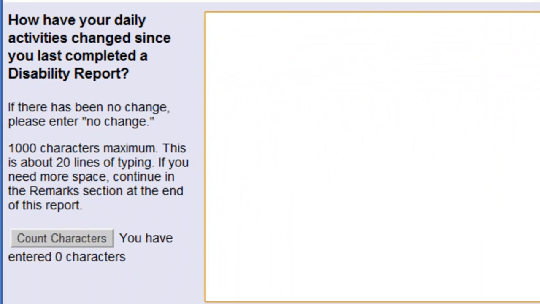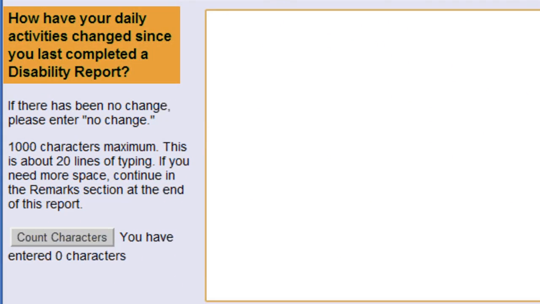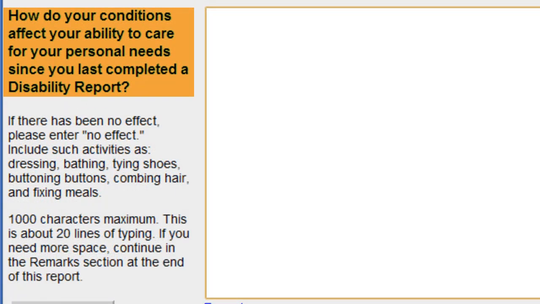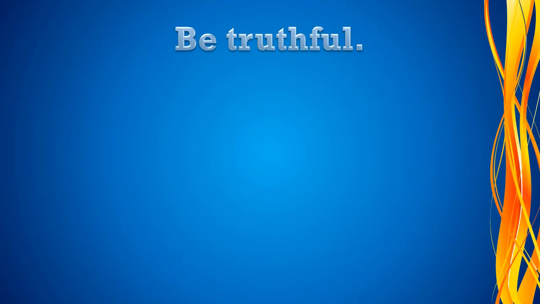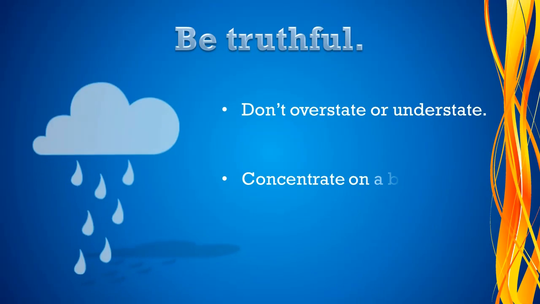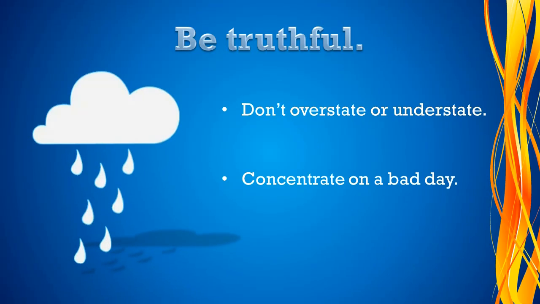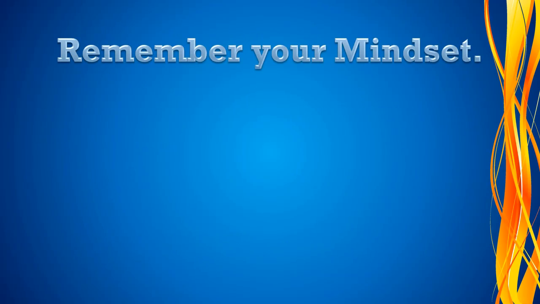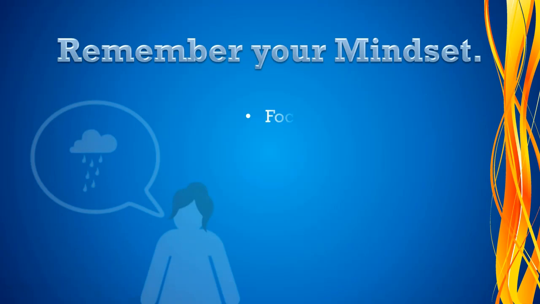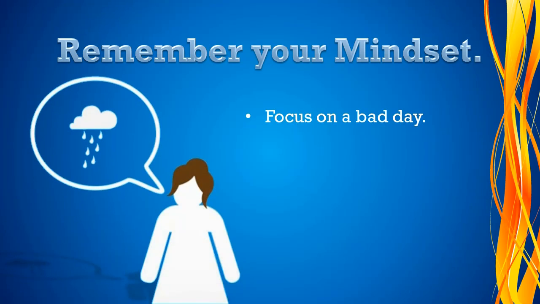You will then be asked to describe how your daily activities have changed since you last completed a disability report and how your condition affects your ability to care for your personal needs. Always be truthful in your answers. Do not overstate or understate. However, when you're answering questions about your disability, concentrate on how you function on one of your bad days. It's important that you focus on what you're no longer able to do. Remember back to the Before You Appeal video when we discussed examples of mindset and how this can affect the outcome of your appeal. Focus on a bad day and then answer the question.